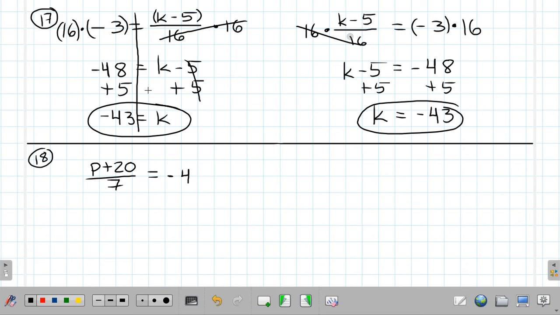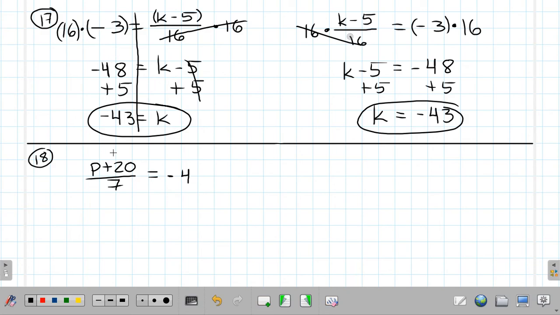Here you would add 5 first. You would get 2, and 16 times 2, you get 32. We'll plug 32 back in. 32 minus 5, well, that's 27. 27 divided by 16, that's definitely not negative 3. So you can tell by just checking your equation. But when you plug in negative 43, negative 43 minus 5 is negative 48, divided by 16. Negative over a positive is a negative. 48 divided by 16 is 3, so you get negative 3.